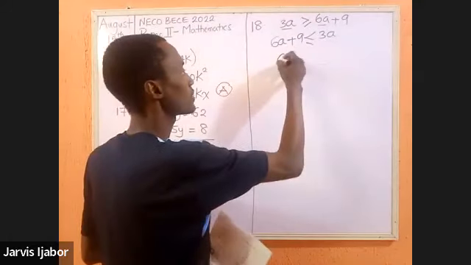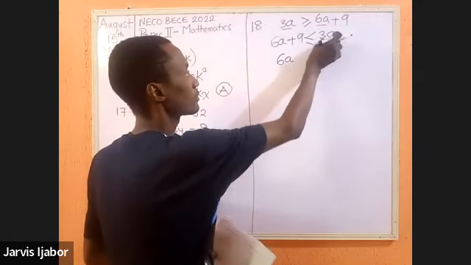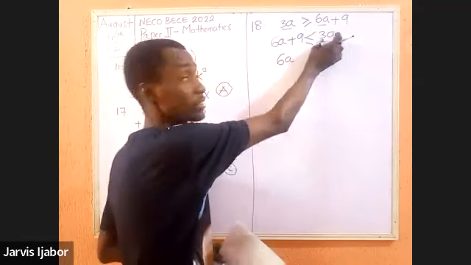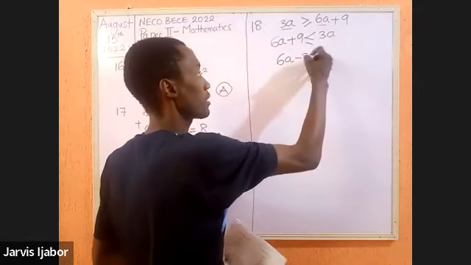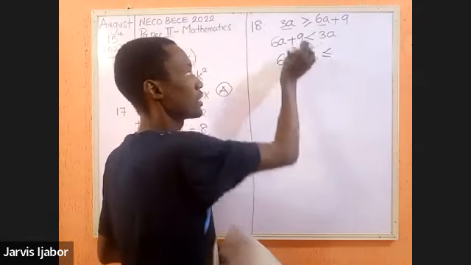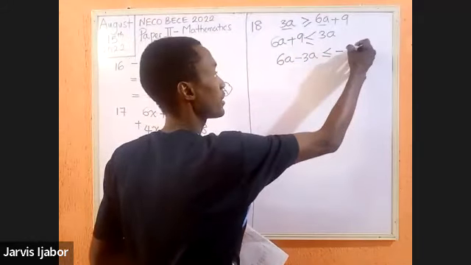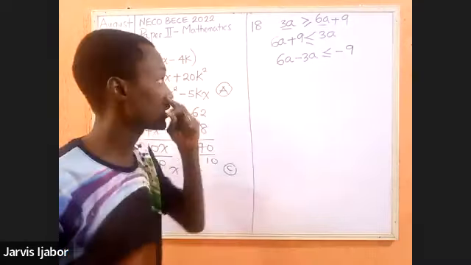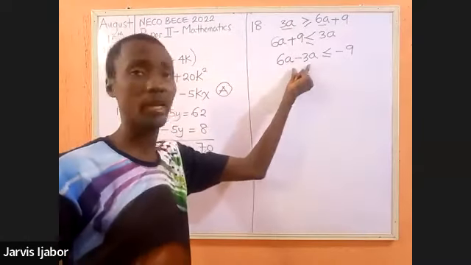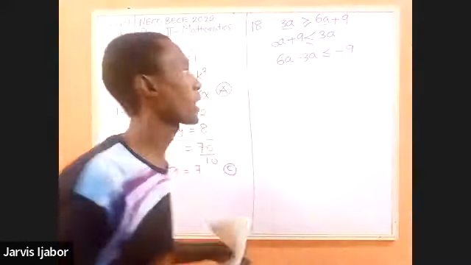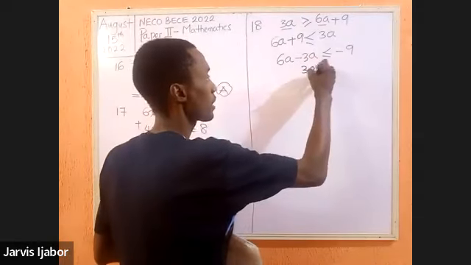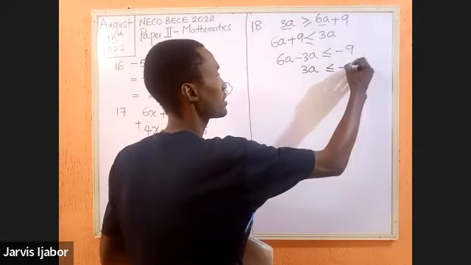So this will now be what? 6a. This was positive here, so it becomes negative here, minus 3a, less than or equal to. This was positive here, becomes negative here. What's the objective? We want to ensure that we keep the unknown here and we keep the known here, right? So this will give us 3a less than or equal to negative 9.